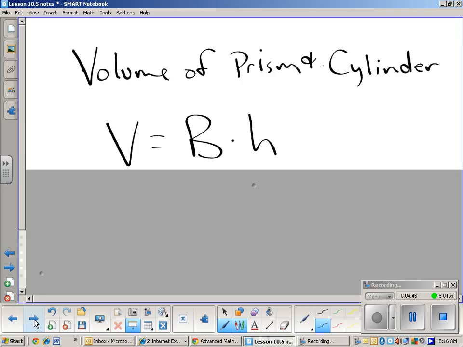And sometimes you have to use a little trick. Sometimes you use 30, 60, 90 triangles. Sometimes you use 45, 45, 90 triangles. All right? The key is find the area of the base.